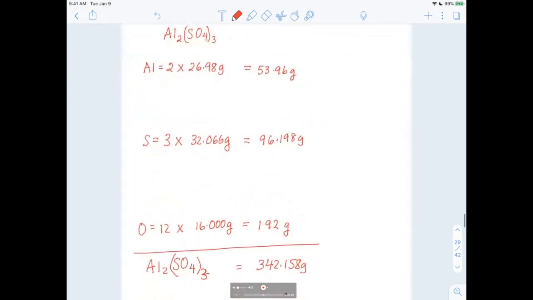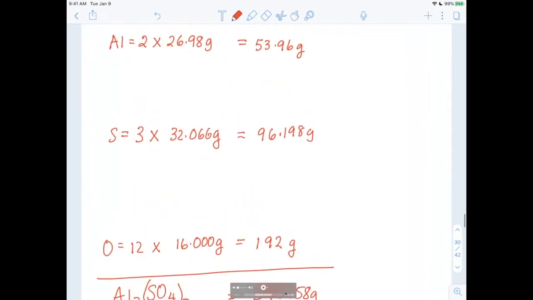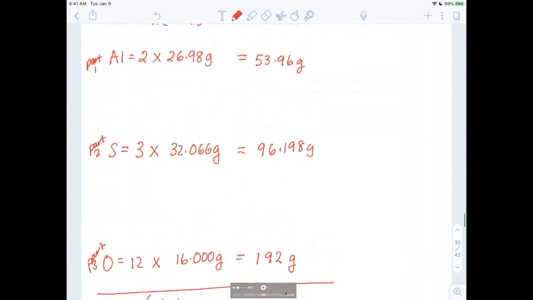Okay, so remember, these are all parts. We can call this part 1, part 2, part 3. But the idea is the compound is made from 3 different elements, each one contributing a certain percentage. What is that percentage? Take the part mass, divide by whole. We have the whole down here. So take this number, divide by 342.2 grams, times 100. The part over the whole times 100. That gives us a percentage, right? Part over whole times 100.